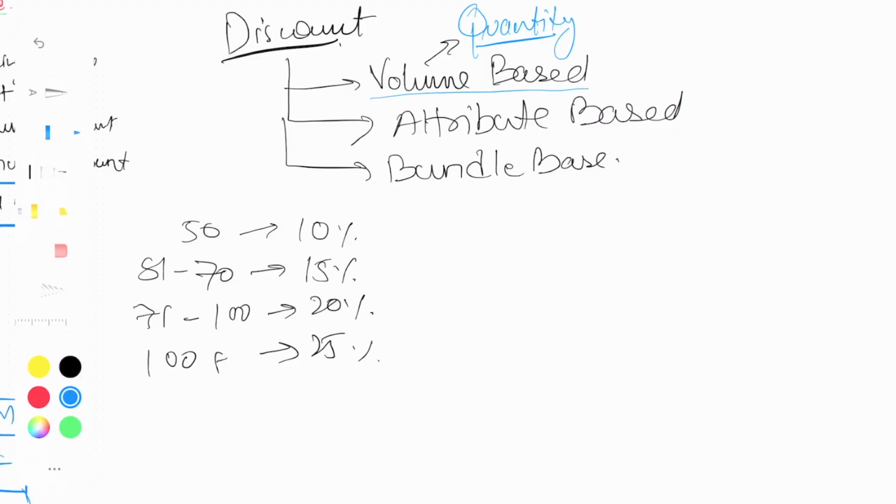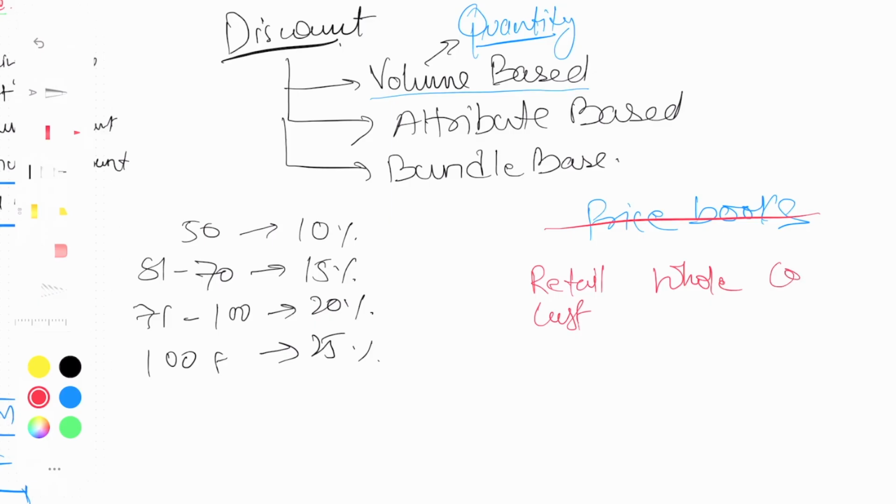And one more thing, don't get confused with the price book here. In the previous session we discussed that, let's suppose we have to give some discounts: if a retail customer, then we have a wholesale, and then we have a corporate. We are giving him some price, suppose 100, then the wholesale customer will be 80, corporate will be 90. So that is also kind of a discount.